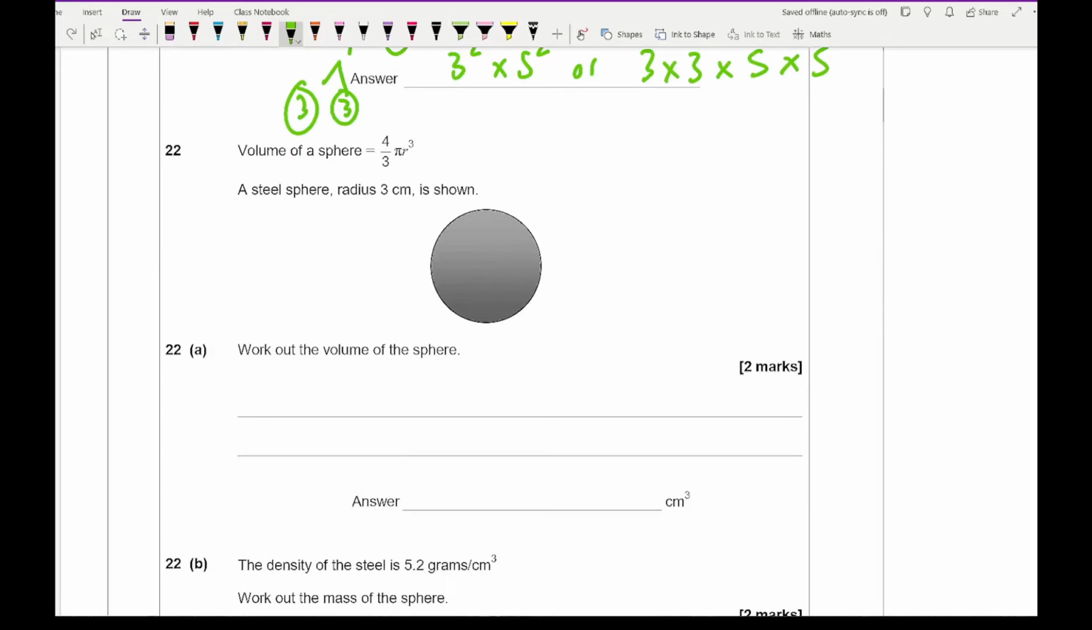For question 22, it says the volume of a sphere is 4/3 pi r cubed. A steel sphere has a radius of 3 as shown. Work out the volume. Well, for that, all I need to do is just substitute r equals 3. So in my calculator, I'm going to do 4/3 times pi times 3 cubed, in which I should have the answer of 36 pi, or I can write it as a decimal, which is 113.1, and that's been rounded to 1 decimal place.